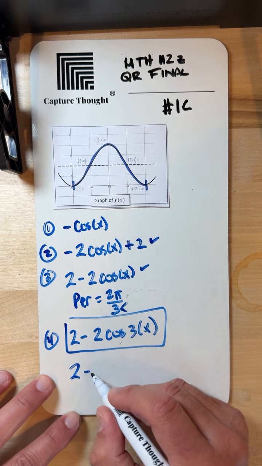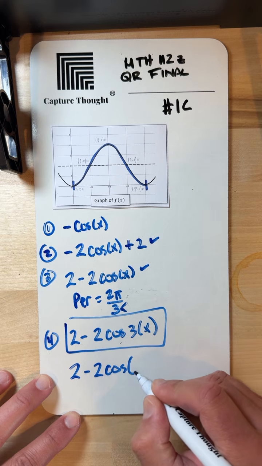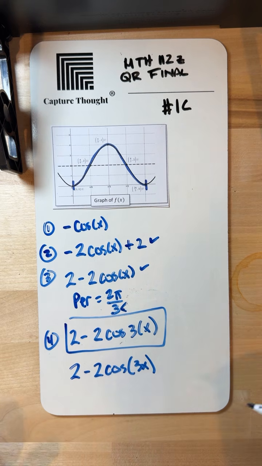You could also write it like this, 2 minus 2 cosine with argument 3x. They are equivalent statements, however you choose to write it.